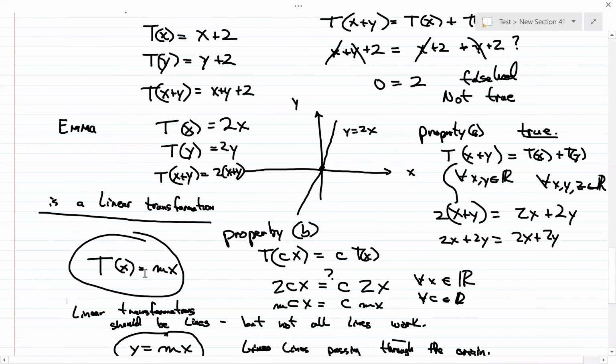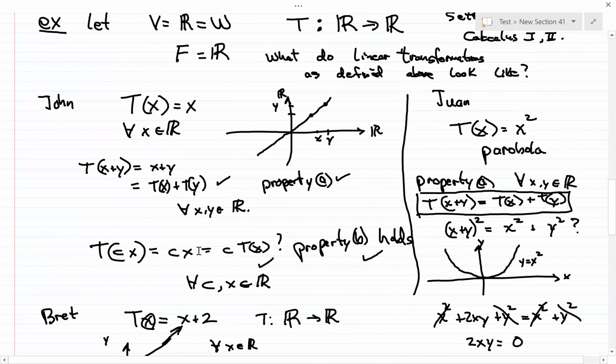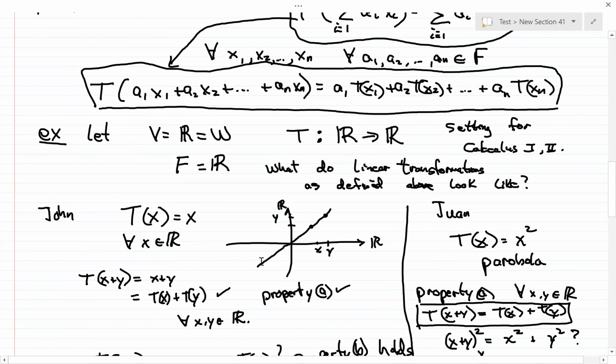T equals mx, m could even be 0. So that's even simpler than John's first example. John's first example was this line, which is the identity. But what I'm just talking about is the horizontal line through the origin, just the x-axis. That's a linear transformation as well.